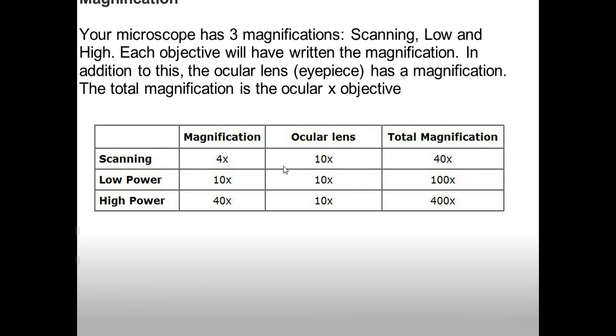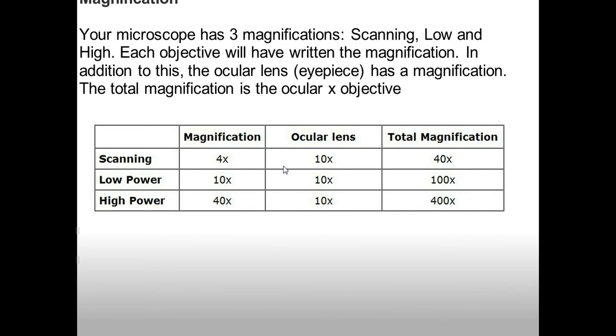Magnification. Your microscope that you would use in high school has 3 magnifications: scanning, low, and high. Each objective will have the magnification written on it. And in addition to this, the ocular or the eyepiece also has a lens in it, so it also provides a small amount of magnification. To get the total magnification, you simply multiply the magnification of the ocular, which is 10, times the objective that you're using.